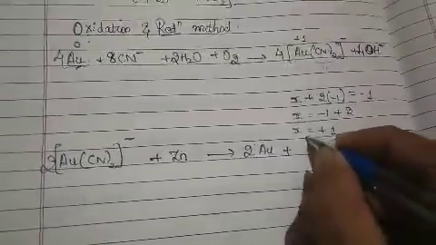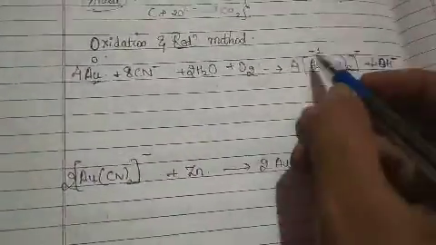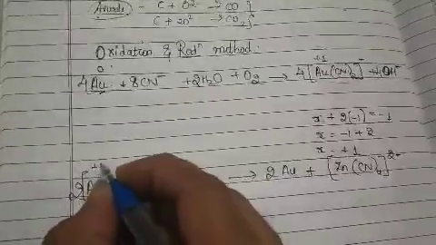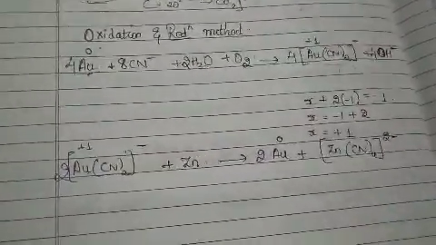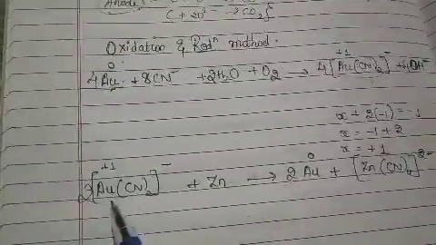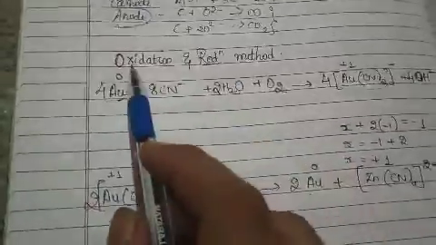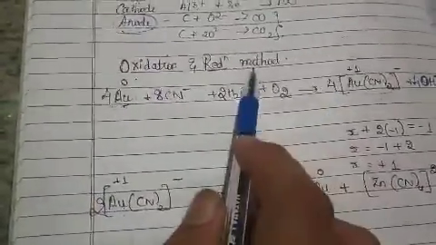[Zn(CN)4]2-. So of course we have seen here we were having the +1 state. Once again now it has been reduced to 0. That means what? There is a gain of electrons. That is, a reduction has taken place with respect to the gold. That is the reason why we are calling it an oxidation and reduction method.